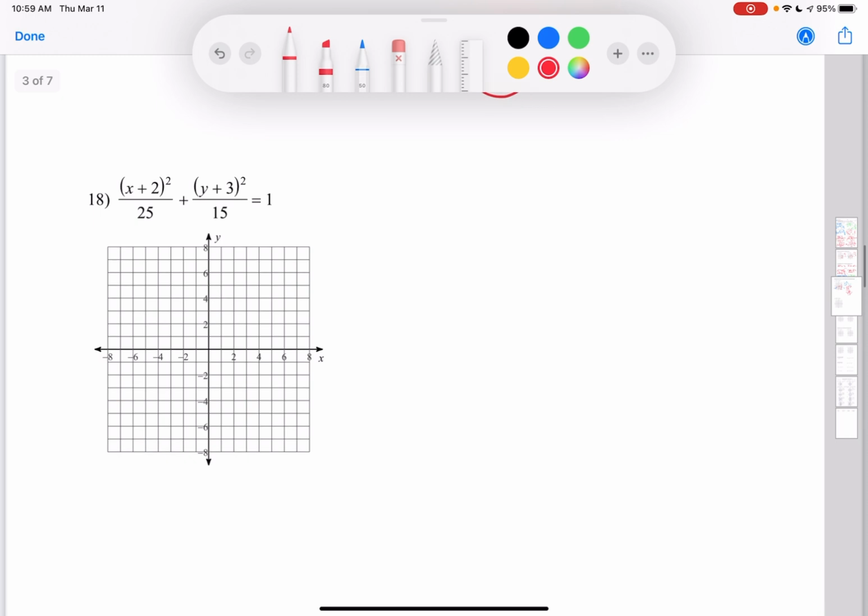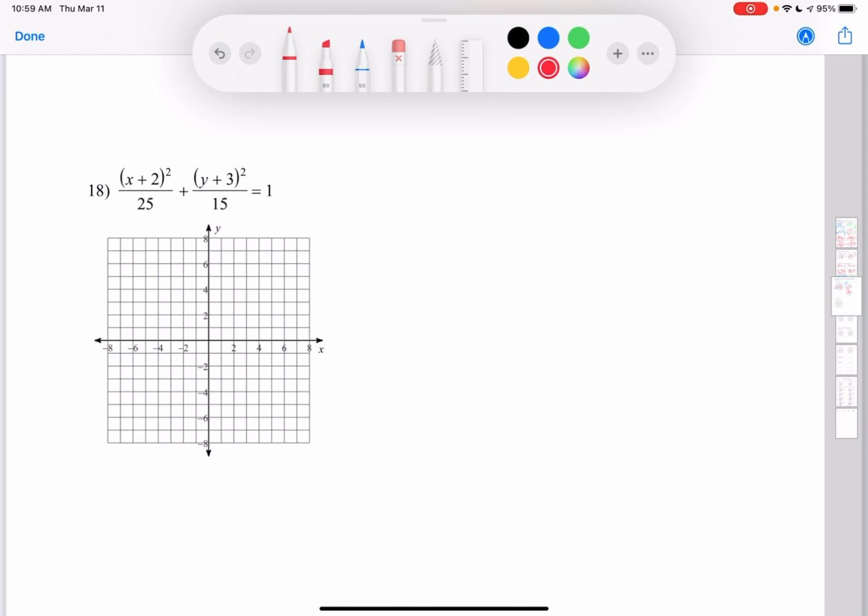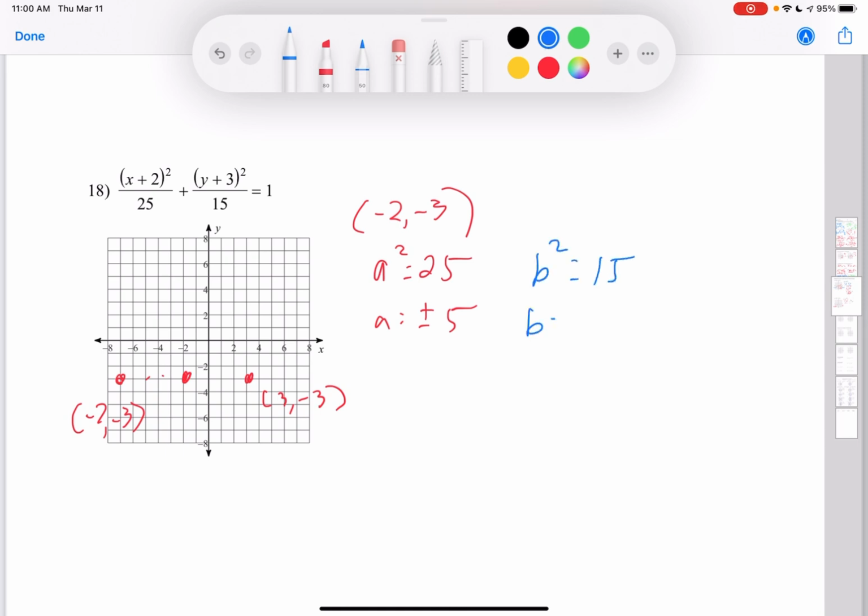Number 18. All right, so again, start with the center. Center is going to be -2, -3. I like to put that there. A squared is 25, so a is equal to plus or minus 5. So that's underneath the x value, so my x value is changing by 5, so it's going to be there, which is 3, -3, and 1, 2, 3, 4, 5, which is -7, -3. Those are my vertices. My covertices, b squared equals 15. So b equals plus or minus the square root of 15.